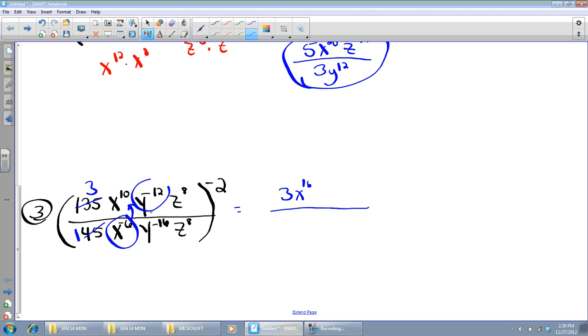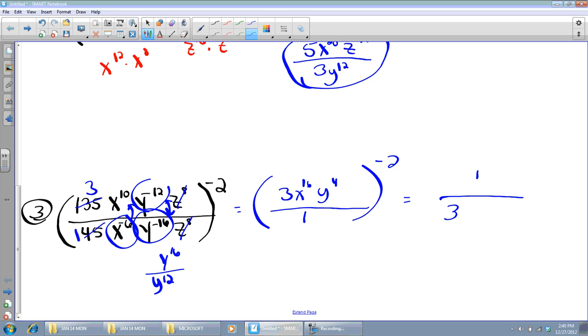These guys are going to switch places, right? And so my numerator will be y to the 16th over y to the 12th, which is the same as y to the 4th in the numerator. z to the 8 over z to the 8 is the same as z to the 0, or you can just say they cancel out. So there is no denominator in this problem right now. But this negative here means I need the reciprocal. So I'm going to need 1 over 3 times x to the 16th, y to the 4th.